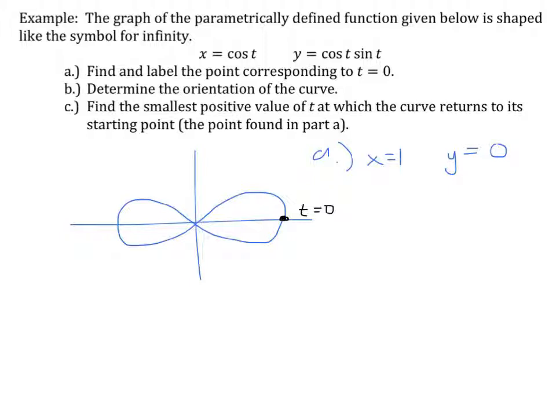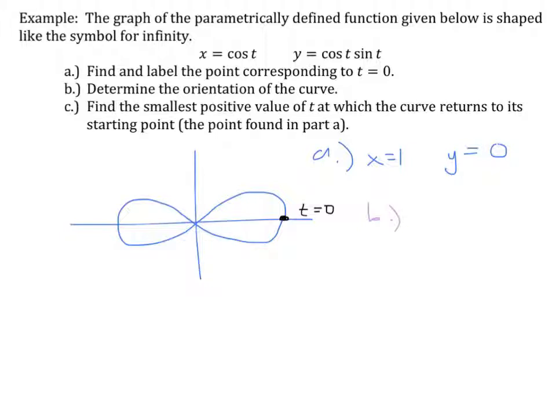Now part B is asking for us to determine the orientation of the curve. In other words, which way is this curve going? Does it go the way that I drew it, where it goes this way, or does it start out going downward and going back this way? How can we figure that out? And I want you to pause the video for a second, think about that and process, how could we figure out which way this curve's going?